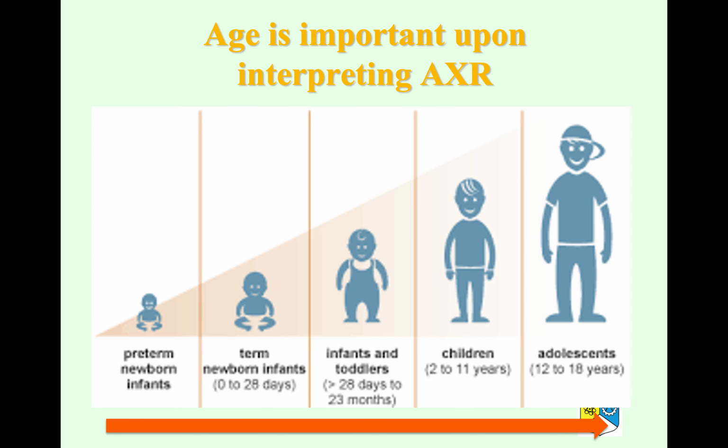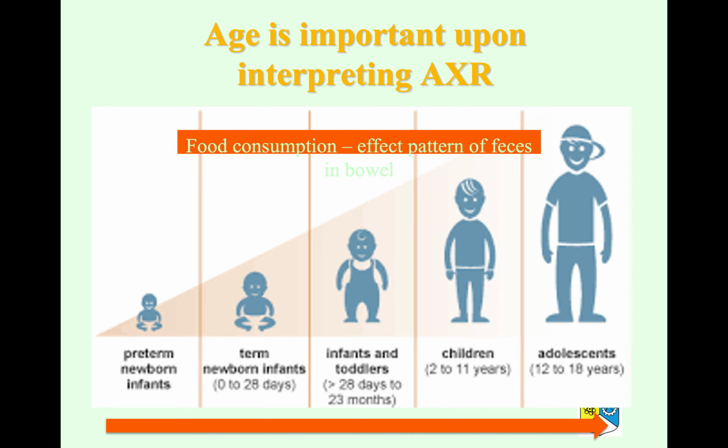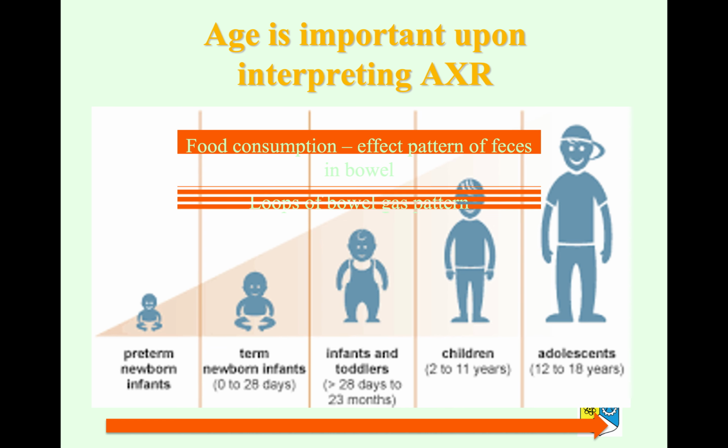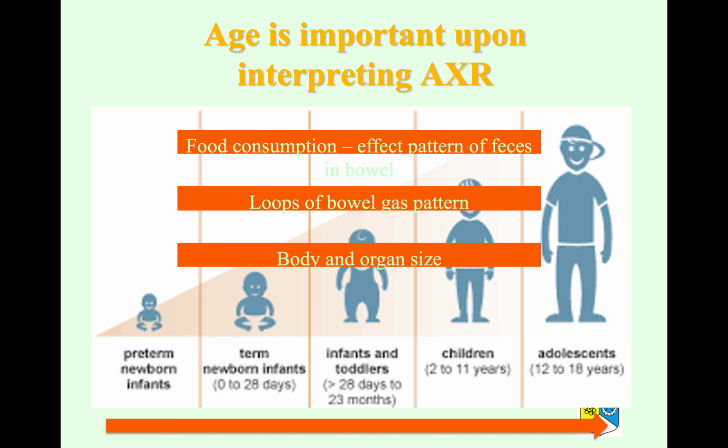Okay, so whenever you see an abdominal radiograph in a pediatric age group, age is important, because we know that with the changes of age, there would be differences in the food consumption, so it will affect the pattern of the feces that is present in the bowel. Okay, and with age, the loops of bowel patterns also change. I will show you afterwards. And of course, the body and organ sizes will be different, right?